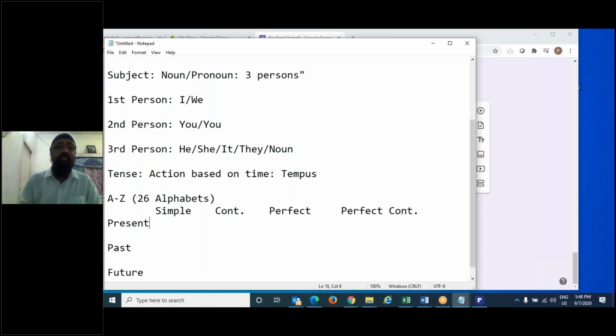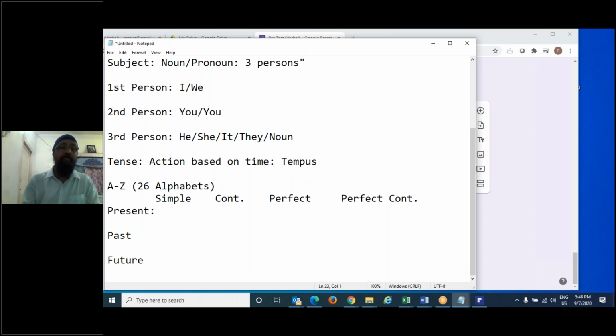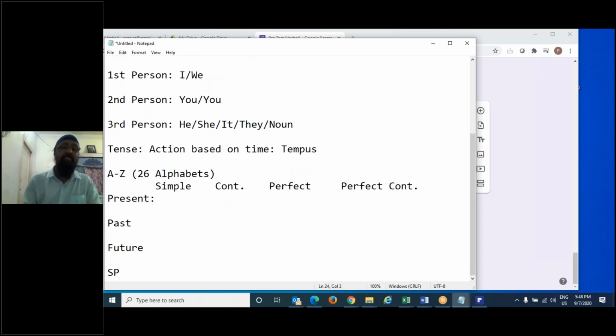Very quickly, let's talk about the rules. Let's say simple present. SP, I'm putting it in a smaller form. You can take it as simple present. The simple present rule says subject plus verb. At the same time, the verb can take S or ES.